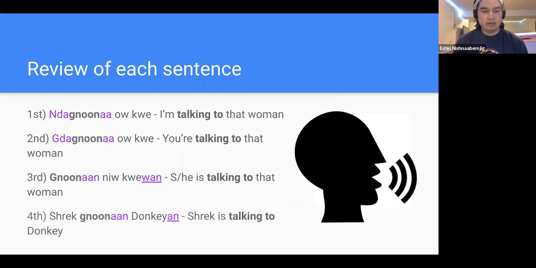So the fourth picture, Shrek ganunan Donkey-an. Shrek is talking to Donkey. So that's the fourth picture, not the fourth person.